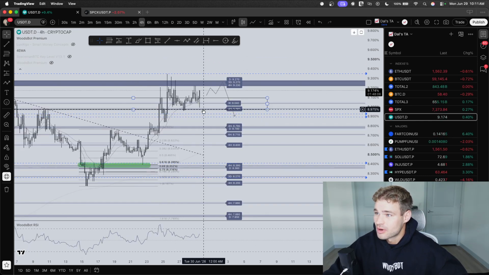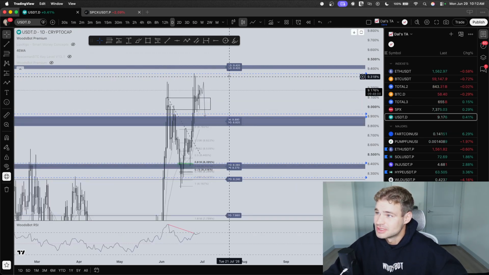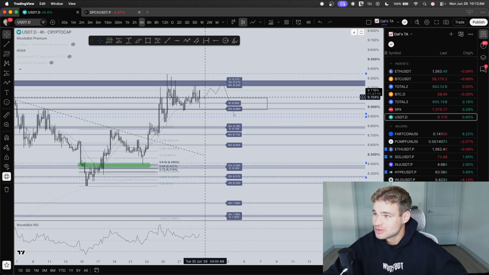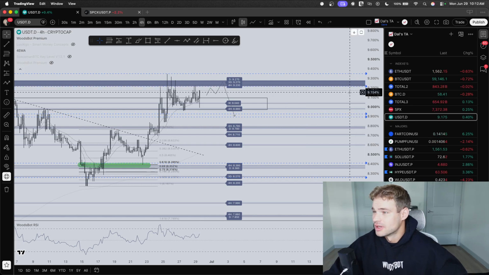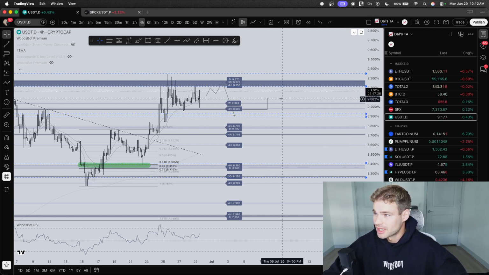On the 4-hour, we're looking for it to tap the 9.2%, and on the daily, we're looking for it to tap the 9.4%. That's why we have all these alerts set. Once the alerts hit, we're looking at the RSI for a reversal signal, a bearish divergence. If we get a bearish divergence in these areas, then the market will reject, and BTC as well as the altcoin market will pump back up.